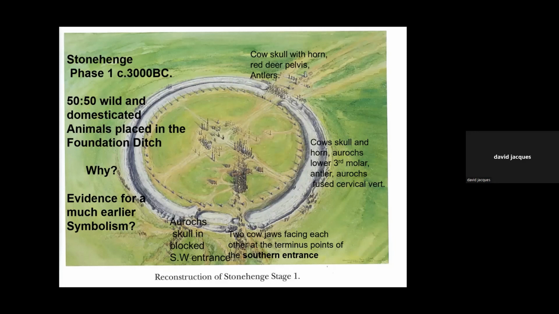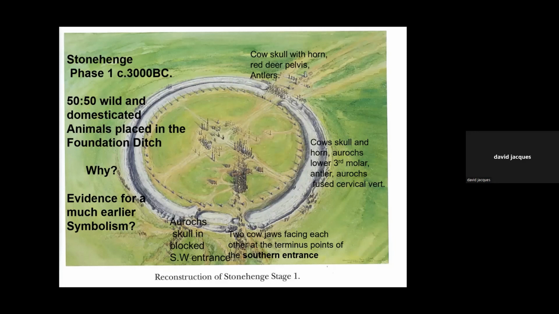In the southern entrance, there are 2 cow jaws either side of the terminus points, facing each other. It would almost have been like, as you walked into the henge from that direction, that you're entering into a mouth. In the famous northeast entrance point, either side of the terminus points, you've got horns, you've got antlers, and you've also got teeth from Aurochs.